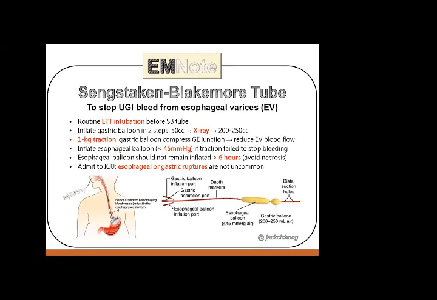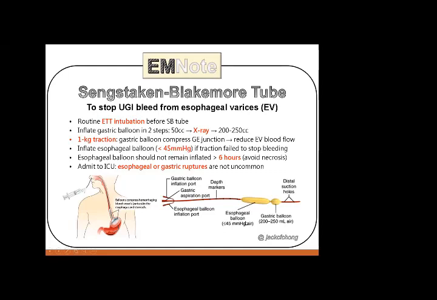So this is the last slide, the Sengstaken-Blakemore tube. To stop the bleeding from the esophageal varices, routine endotracheal intubation is done before tube insertion. This is a picture of the tube. There are different parts. This is the gastric balloon, number two is the esophageal balloon.